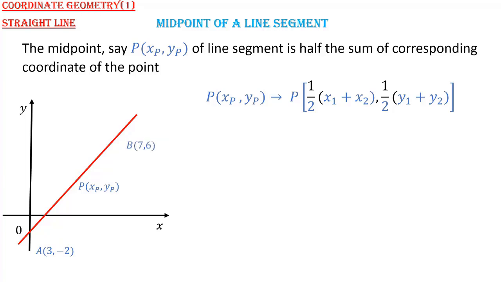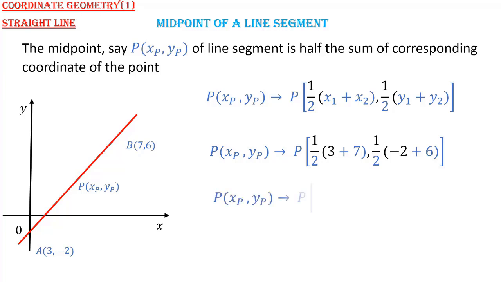So here, our A is (3, -2) and B is (7, 6). So let's substitute. So the 3 is x1 and the 7 is our x2. Good. Then let's simplify it. Then our final answer of the point is (5, 4). That's our point.